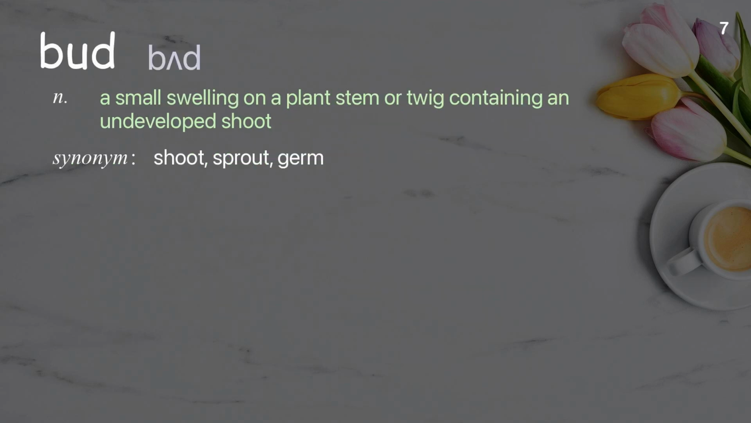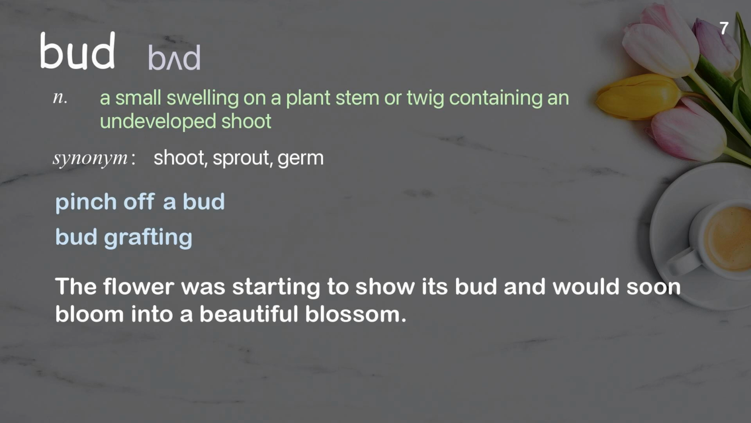Bud. A small swelling on a plant stem or twig containing an undeveloped shoot. Examples: pinch off a bud, bud grafting. The flower was starting to show its bud and would soon bloom into a beautiful blossom.